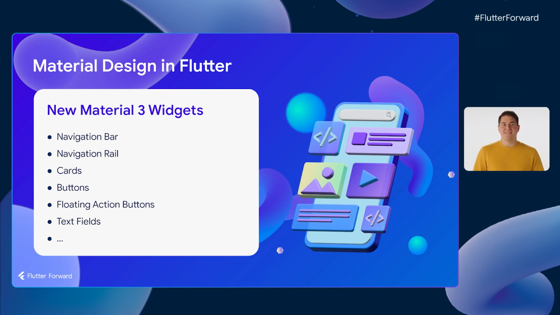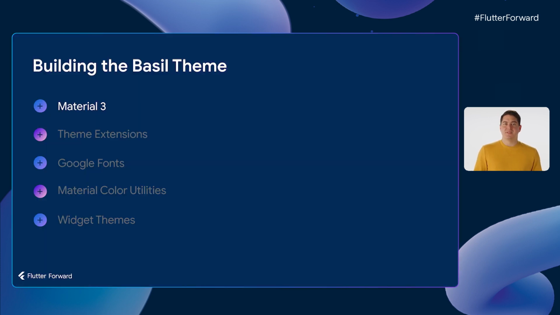One exciting update is the new Material 3 widgets for Flutter. There are multiple widgets that are included, and we'll be going over how to use them today. As we go through this talk, we're going to be building the basil theme together. This will cover theme extensions, custom fonts, dynamic color, and widget themes. First, let's create the Material 3 theme class.